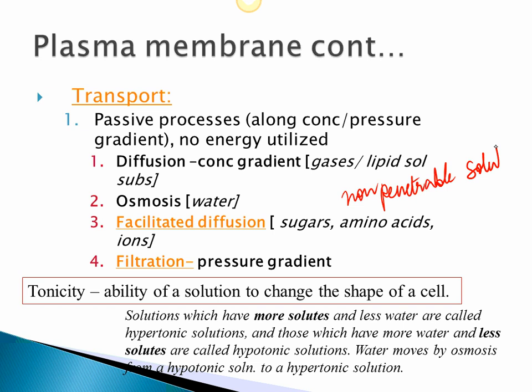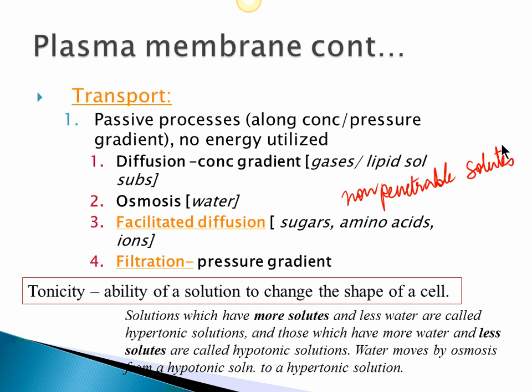So when we're talking about osmosis, we are only talking about diffusion of water. Water is the only thing that can move across the membrane. Other solutes which are present cannot move. Okay? So osmosis is only the diffusion of water. And again, it will go from an area where water is in a higher concentration to an area where water is in a lower concentration.